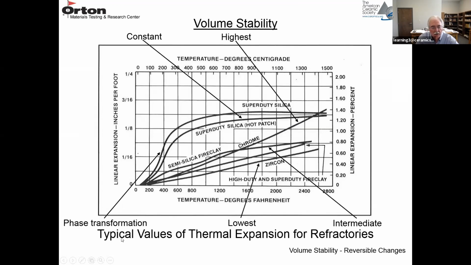I have a second slide here on thermal expansion of some typical refractories. This is the linear expansion versus temperature again. And I put on chrome, which is highest on this graph. The lower one might be zircon, has a fairly low expansion coefficient. And in the middle here, I have a silica fire clay and a regular fire clay. And then again, I have the silica on this diagram, two Super Duty silicas where they go through the phase transformation and then tend to level off on the thermal expansion behavior.